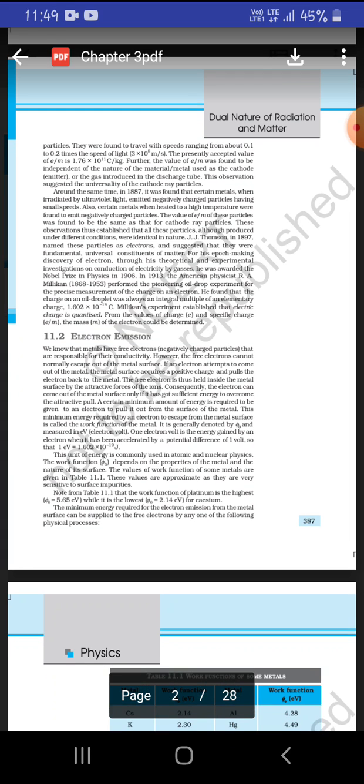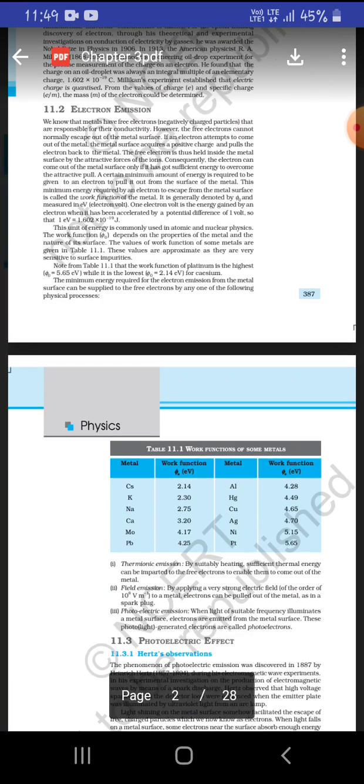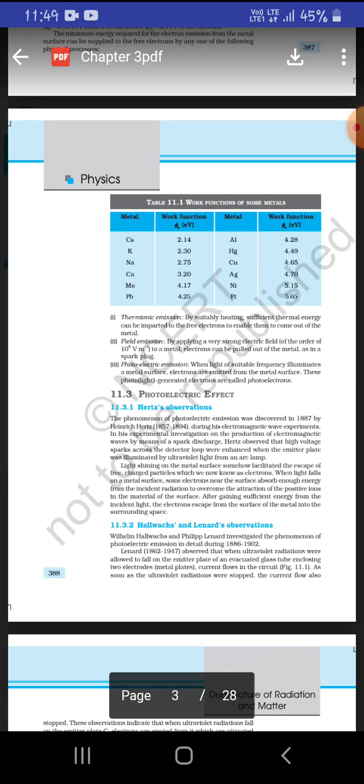So 1 eV is equal to 1.602 into 10 to the power minus 19 joule, and this unit of energy is commonly used in atomic and nuclear physics. The work functions of some metals are given in table 11.1. Here they have given their work functions.